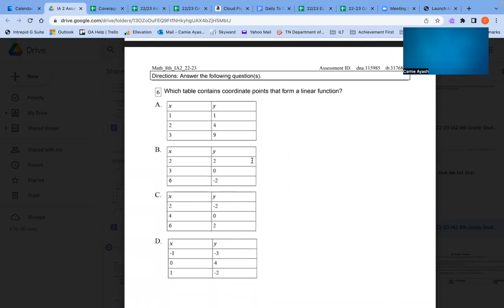Number 6, which table contains coordinate points that form a linear function? A, B, C, or D?